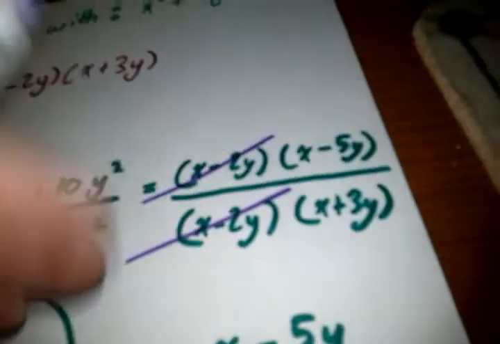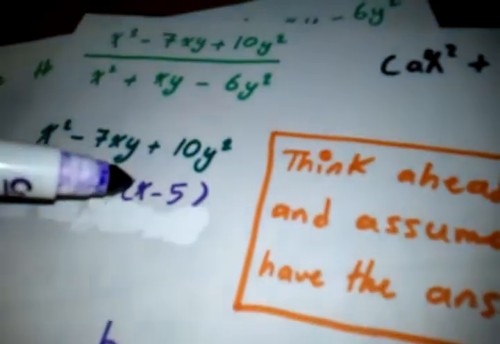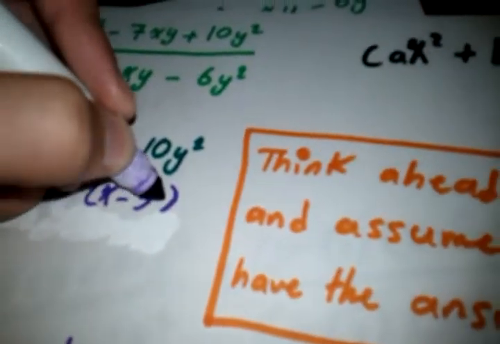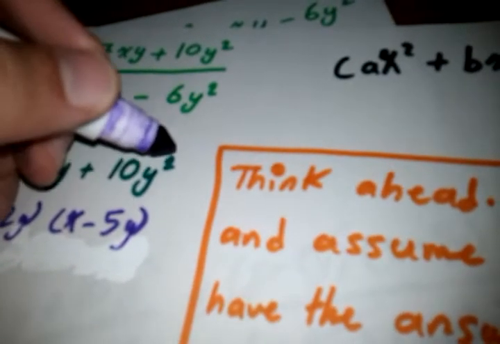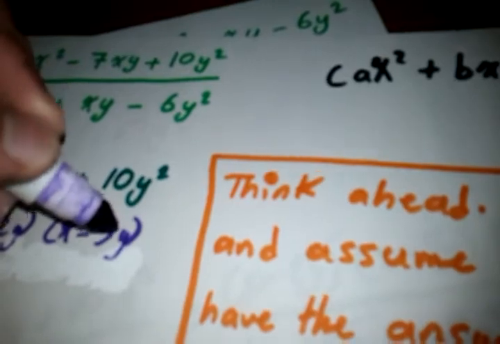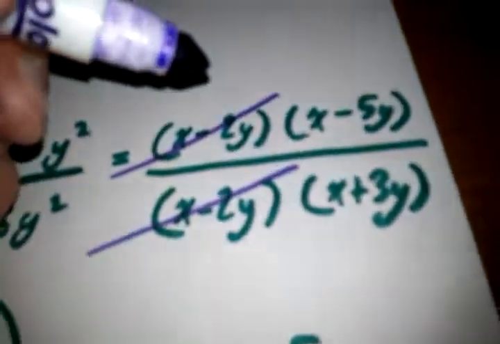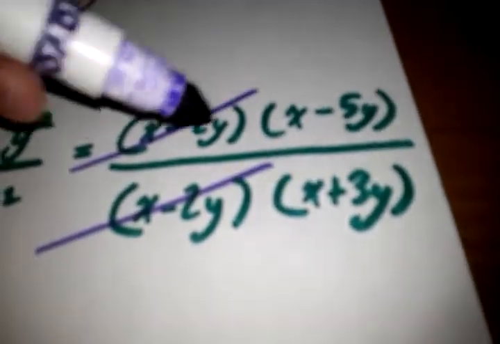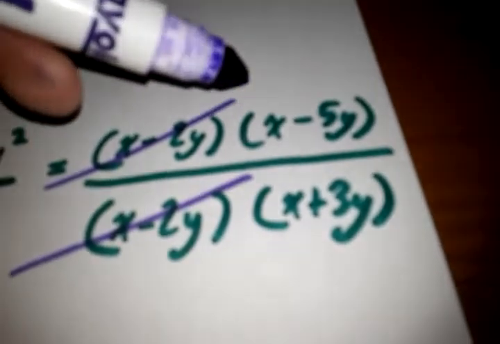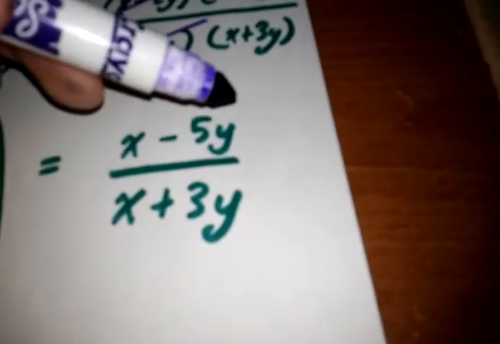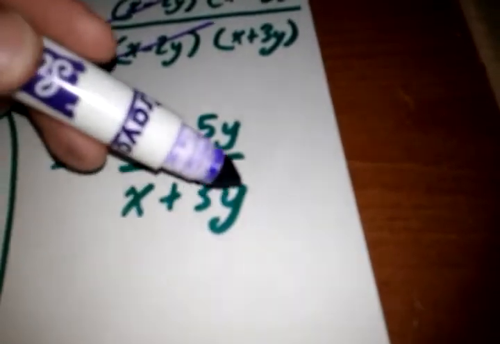Now, I probably didn't mention that we didn't write a y here, and we were supposed to, because if you look at c, it has a y squared, 10y squared. So it's important that you shouldn't forget the y there. Continuing from where we left off, we notice that they both have a common factor. So we remove these two, and we're left with x minus 5y over x plus 3y.